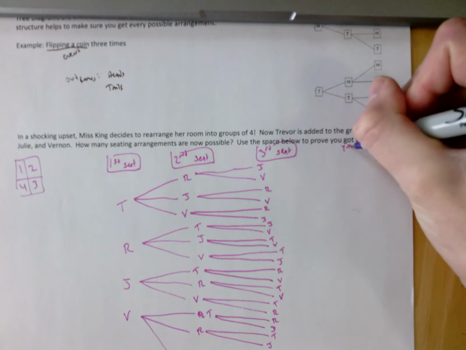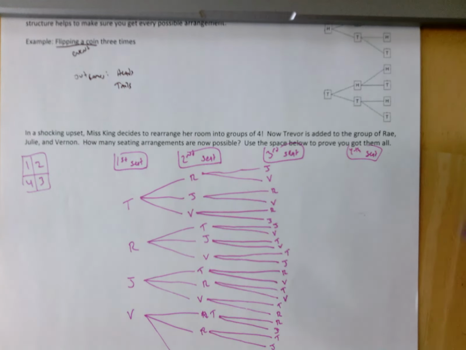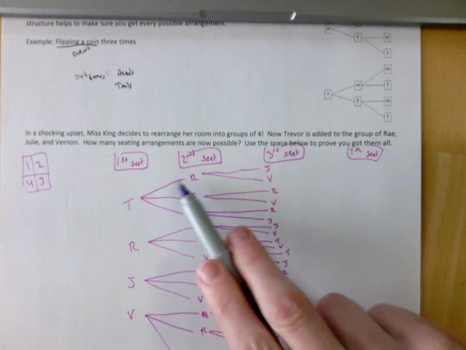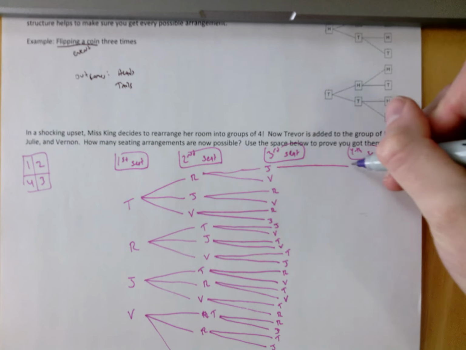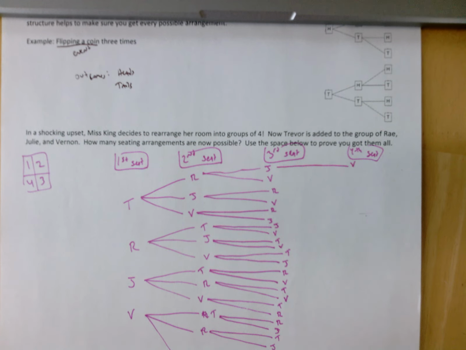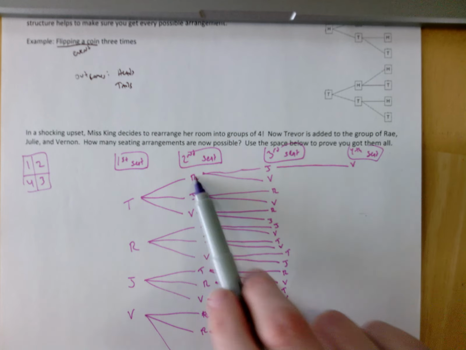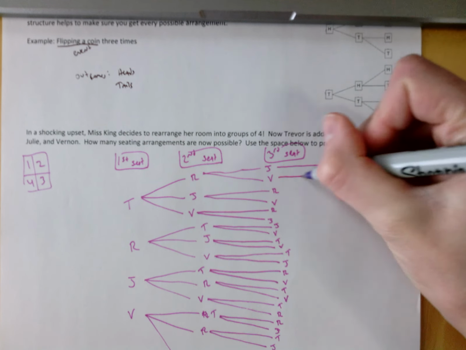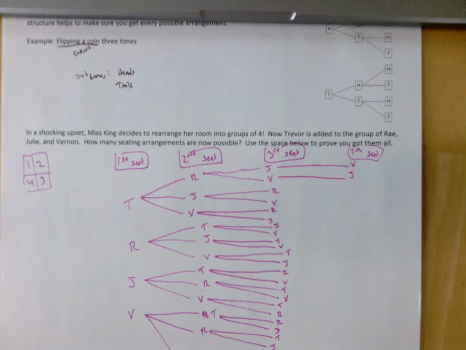All right, and then we get our last one, our 4th seat. Okay, so when we go to look at our 4th seat here, if Trevor was in the first one, Ray's in the next one, Julie's in the next one, I only have one option from there. It's got to be Vernon, right? He's the only person not in a seat. If I've got Trevor, Ray, and Vernon seated, then the next one is going to have to be Julie. That's my only other option.